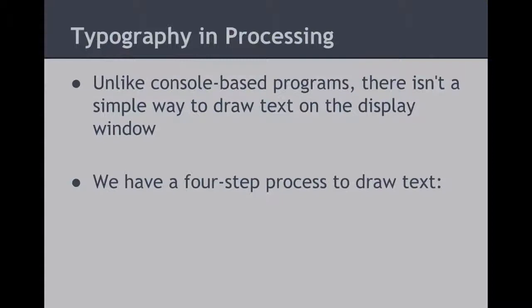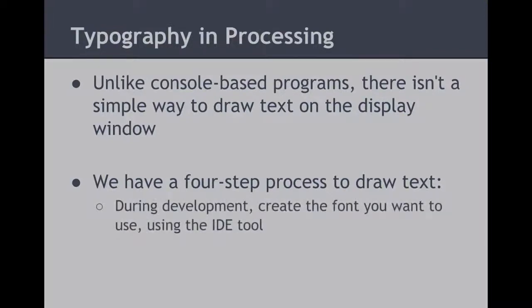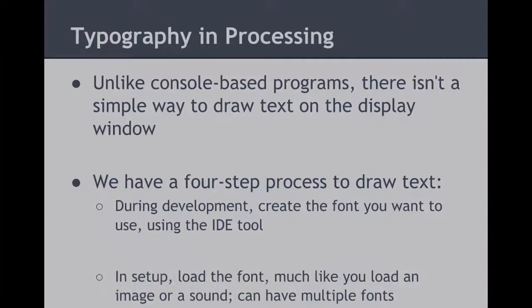Alright, in processing, there's a four-step process that's involved when we want to draw text on our display window. The first step is that during development we have to create the font that we want to use via some tool that ships with the integrated development environment. So we have to specify the font we're going to use to display our text. After that, in the program itself, in the setup method usually, we're going to load the font in a very similar manner to how we load images or sounds. And if we want to have different fonts for different pieces of text, we can do that.